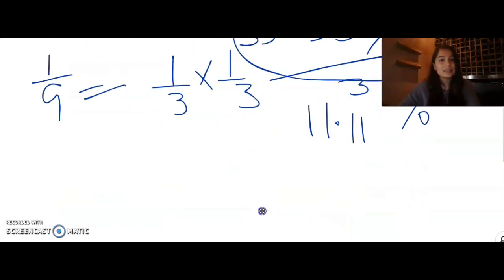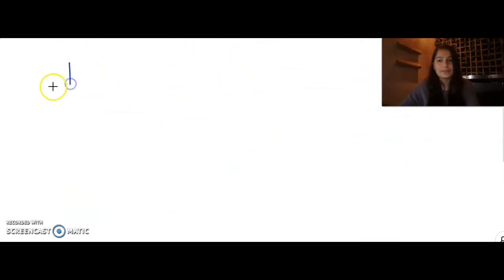Now moving to the next one, that is 1 by 5. Very easy. 1 by 5 into 100.